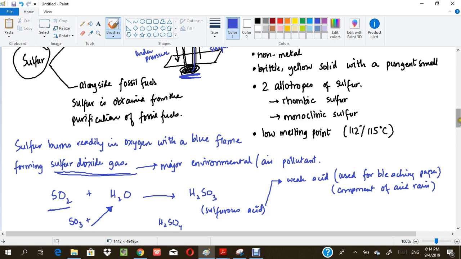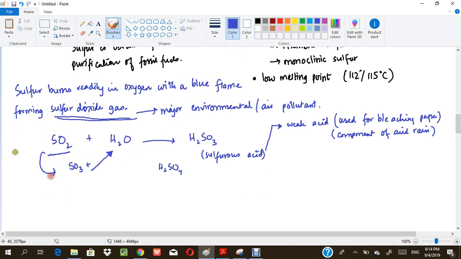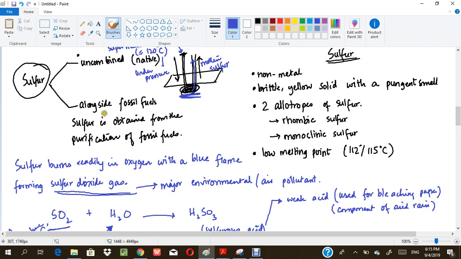So the conversion of sulfur dioxide to sulfur trioxide in the atmosphere is catalyzed by oxides of nitrogen. So one of the very important things that we try to do is, this is the reason why we try to purify the fossil fuels from sulfur.